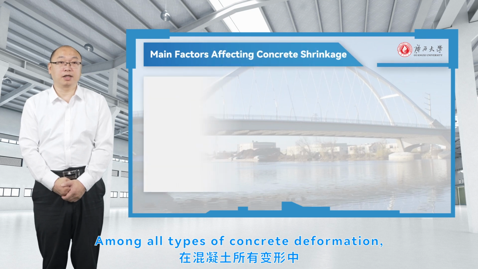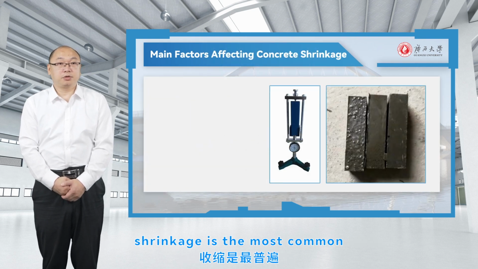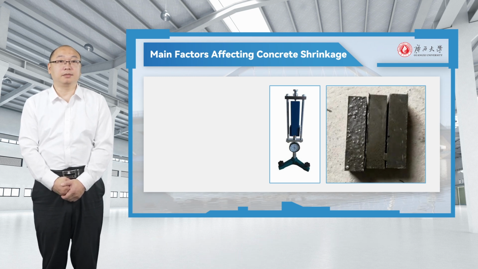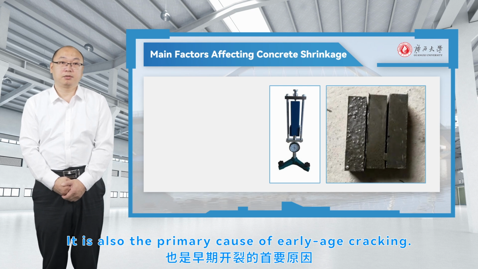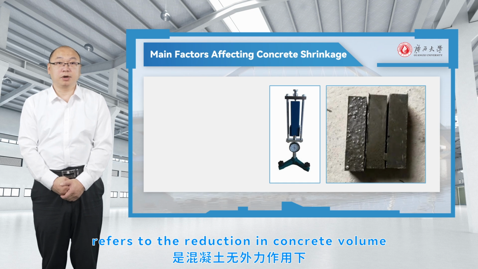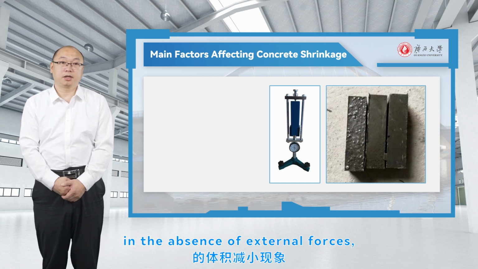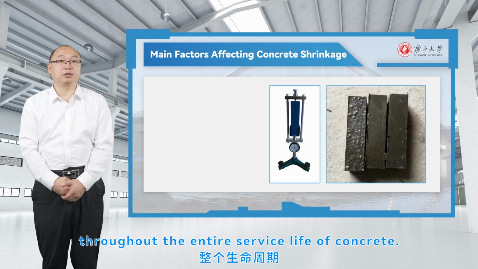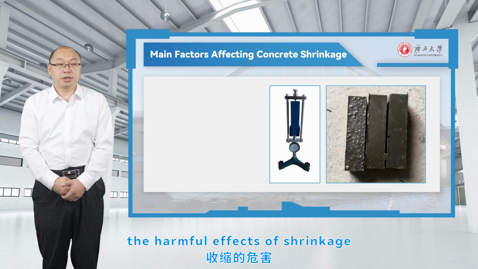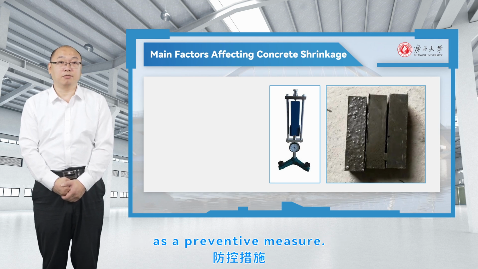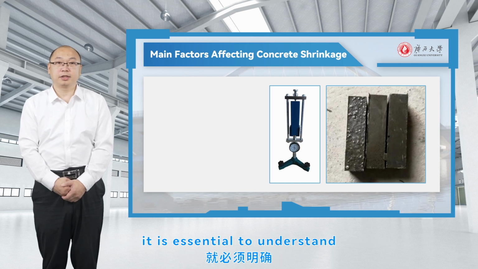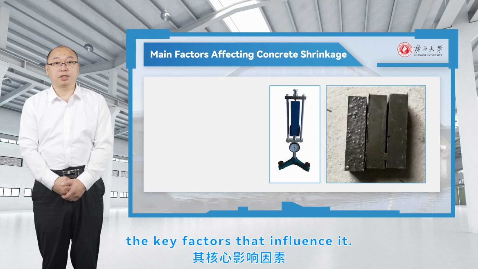Among all types of concrete deformation, shrinkage is the most common and the most widespread form of deformation without external loading. It is also the primary cause of early-age cracking. Shrinkage refers to the reduction in concrete volume in the absence of external forces, and it occurs throughout the entire service life of concrete. Earlier, we discussed the harmful effects of shrinkage and the use of expansion joints as a preventive measure. However, to control shrinkage at its source, it is essential to understand the key factors that influence it.